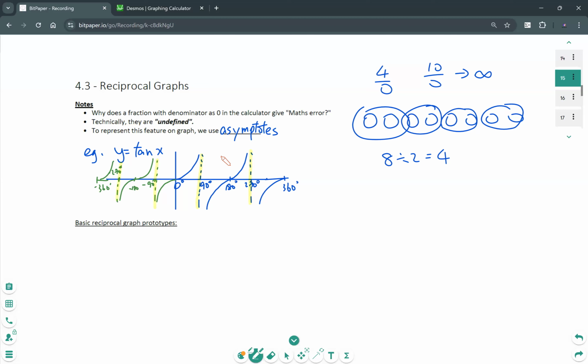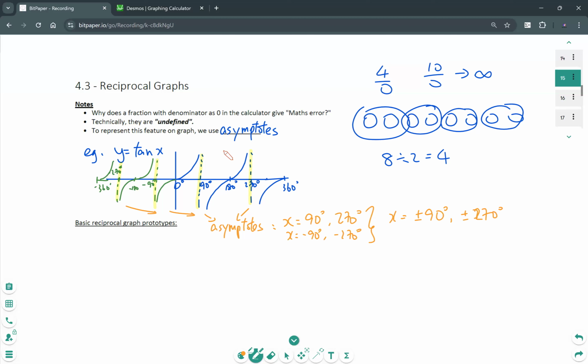What's more important are these little dotted lines. These dotted lines are called asymptotes. In this case, the equations of the asymptotes are x equals 90 degrees, 270 degrees. Actually, it's plus and minus. So x equals minus 90 degrees or minus 270 degrees. Ultimately, we can rewrite them a bit neater as x equals plus and minus 90 degrees and plus and minus 270 degrees. Again, we'll learn all of this later on.